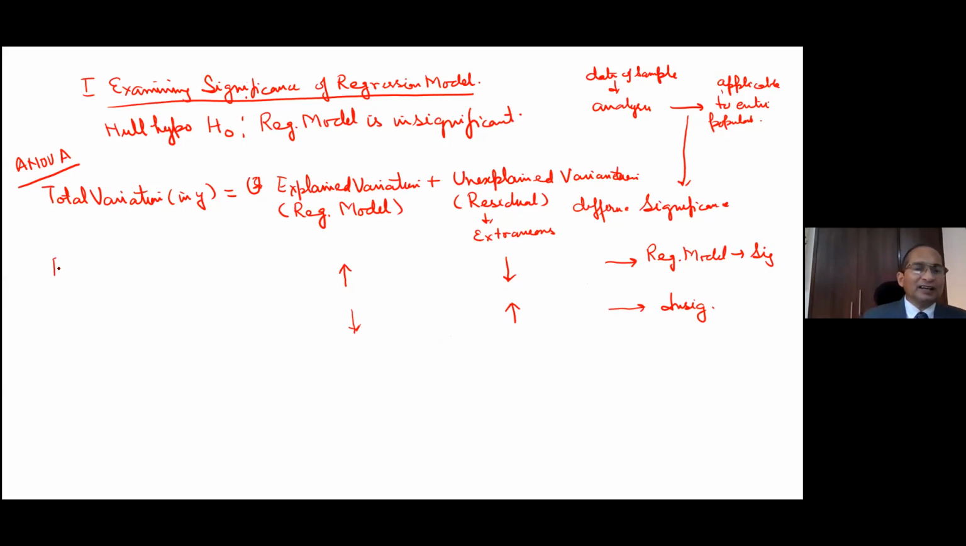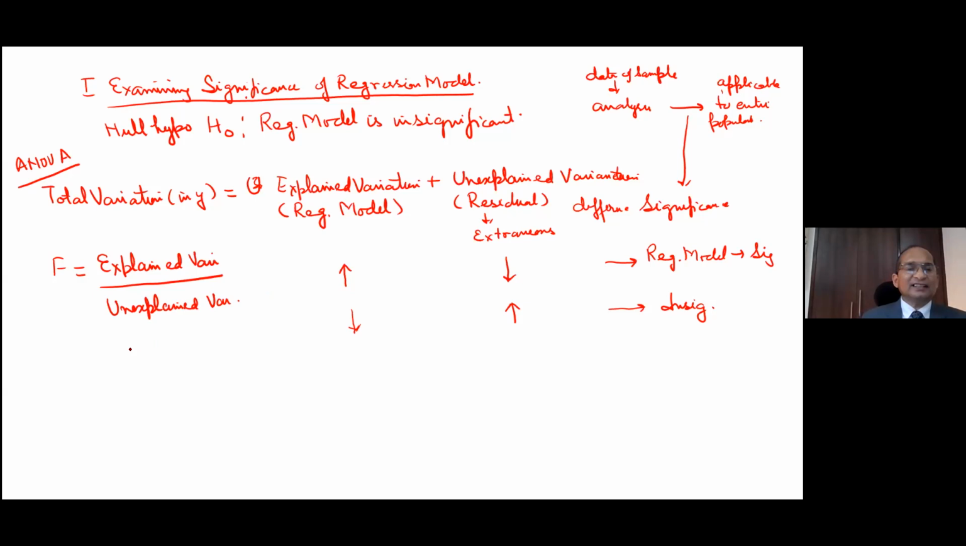So we consider a ratio. This ratio is termed as F, or F statistics. It is the ratio of explained variation, or variation because of the regression model, in the numerator and unexplained variation in the denominator.